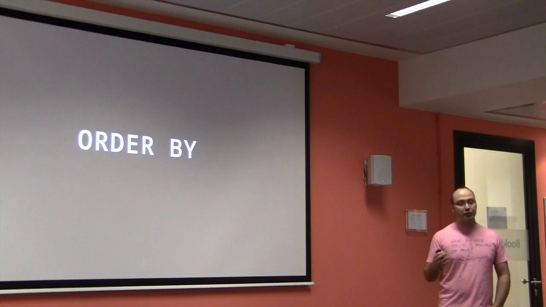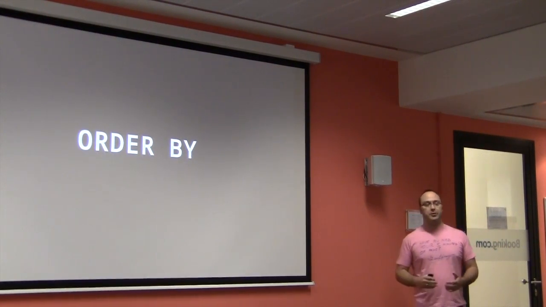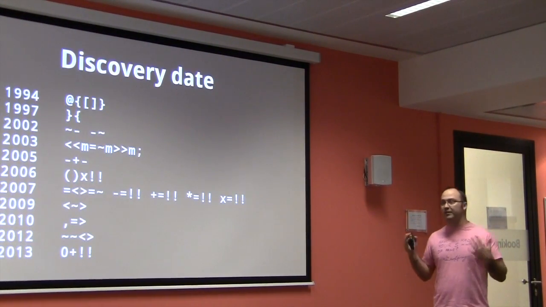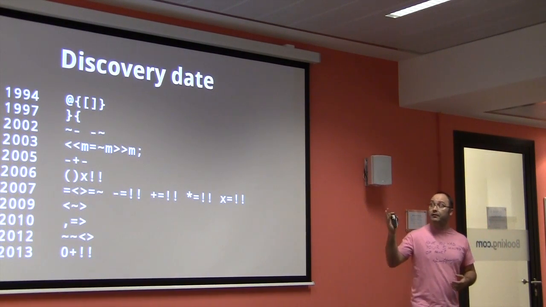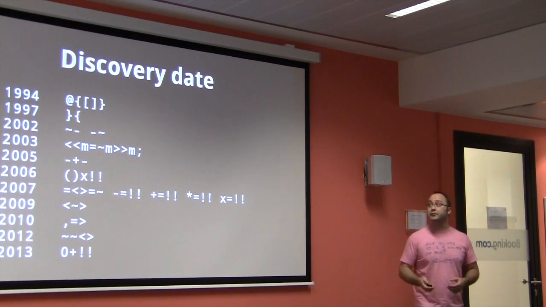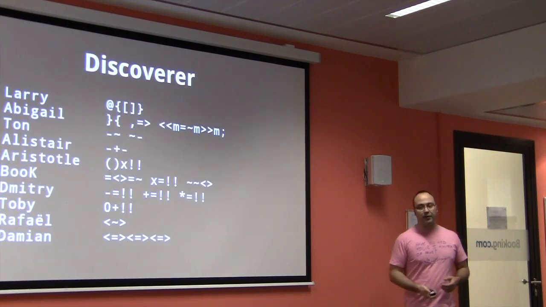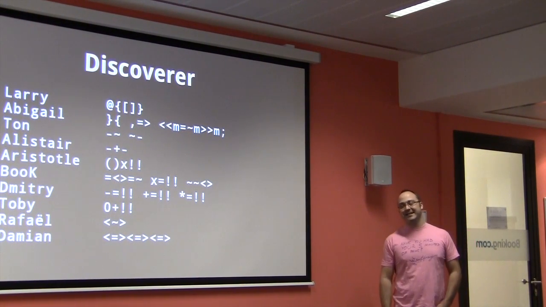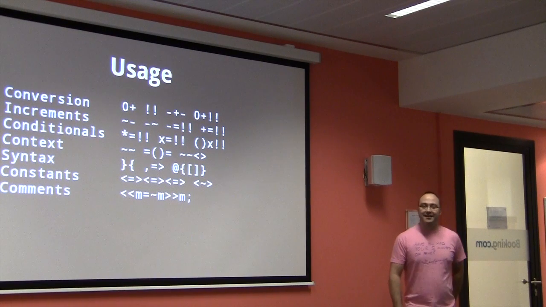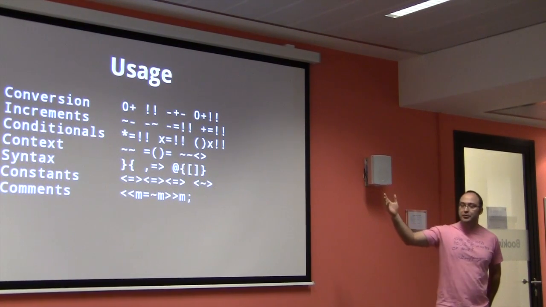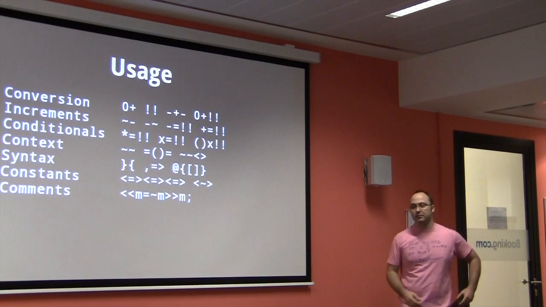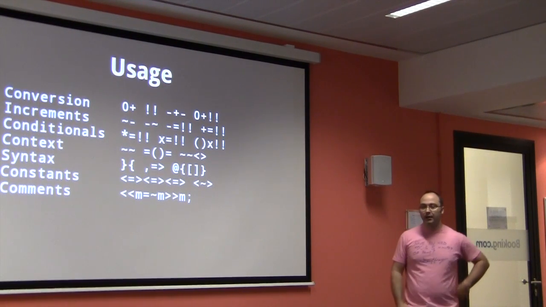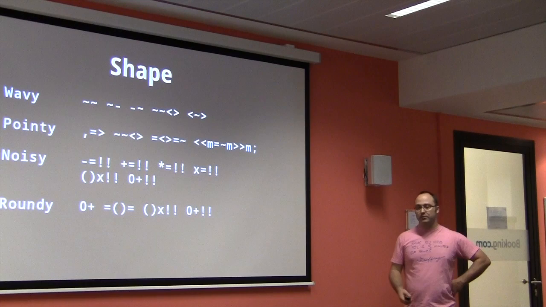And the biggest problem I had was deciding in which order to show them. I could have gone with the discovery date, and you see it goes back basically to the beginnings of Perl 5. I could have gone by the discoverer's name. I could have gone with the usage. So you've got the conversion operators, the increments, the conditionals, the ones that act on the context, that have a syntactic use.